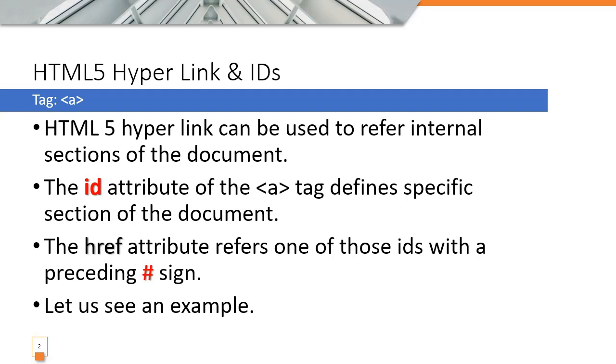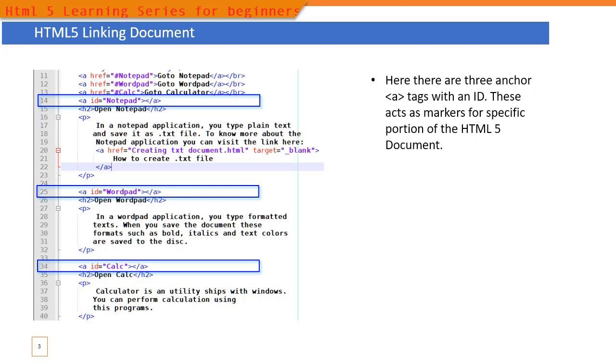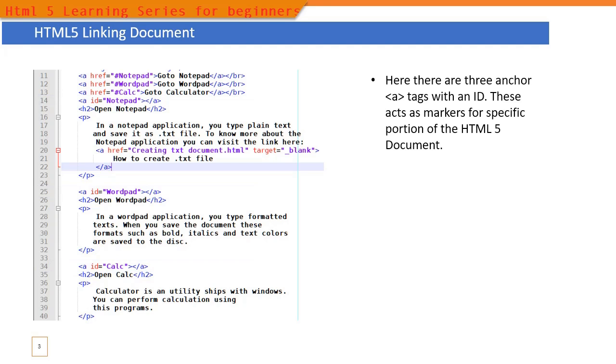Let us see an example here. So this is the example. Here there are three anchor tags with an ID. One is at line 14, that defines the notepad section, with ID equal to notepad. So here we define an ID notepad and we mark this with an anchor tag. The other one is at line 25, a id equal to wordpad, that defines the wordpad section. Finally, we have ID equal to calc section. So there are three IDs we are using here with three anchor tags. These IDs will act as markers for different sections of the document.